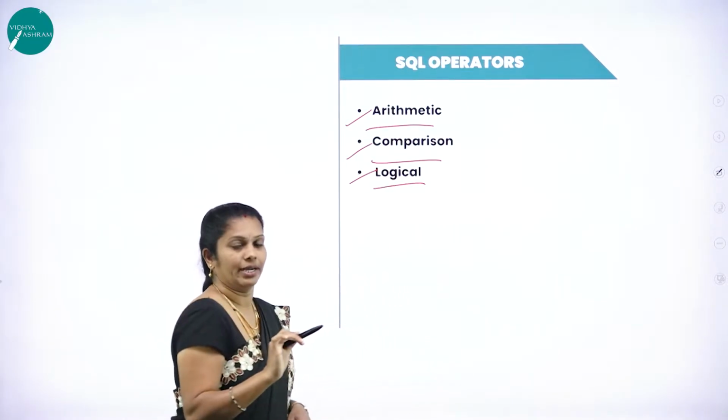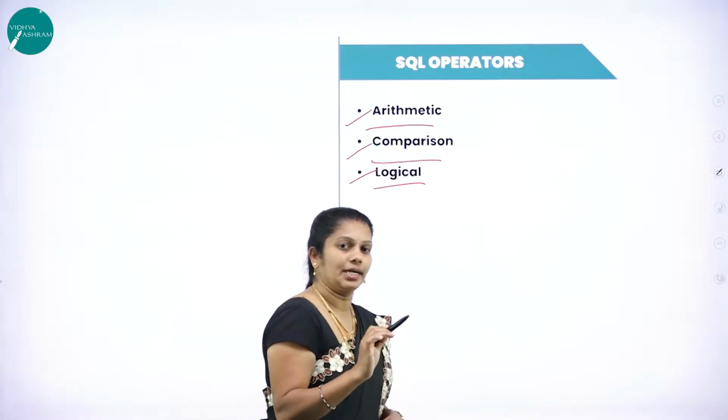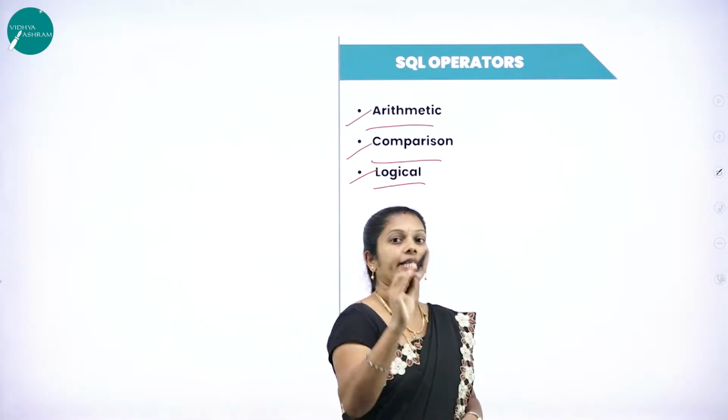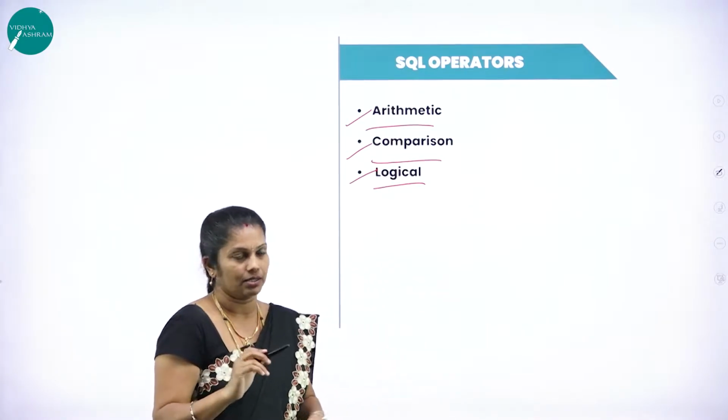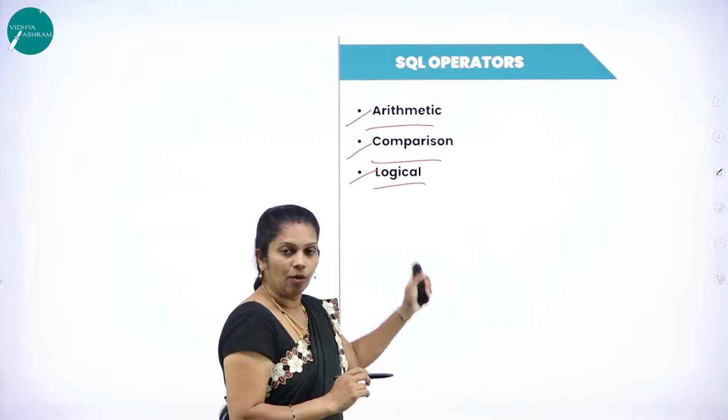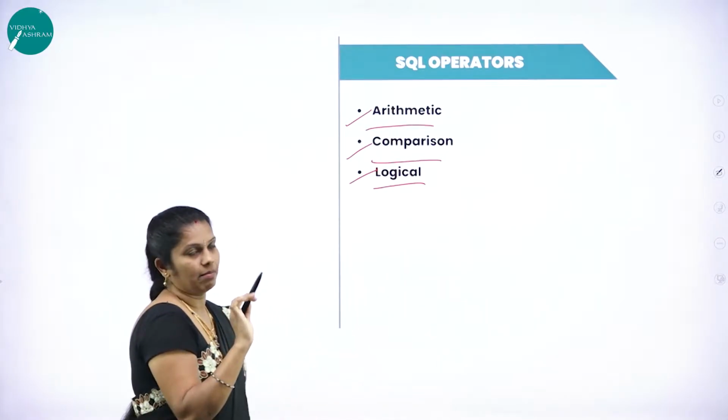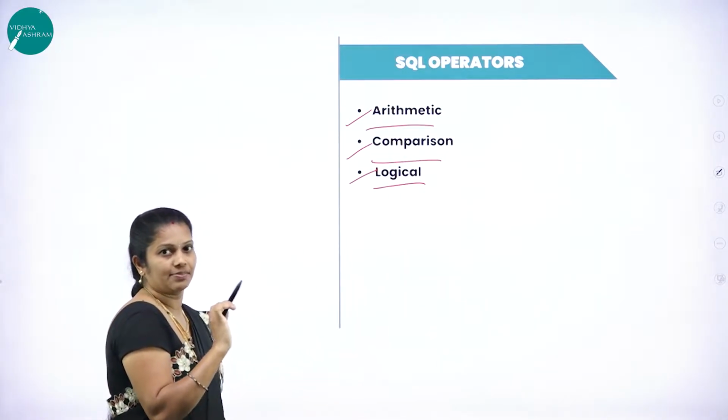This is very important. Whereas in the previous class, you studied DDL commands for 5 marks, DML commands for 5 marks, as well as features of SQL, which are also 5 marks. Whereas here, all the operators you may get for 5 marks: arithmetic, comparison as well as logical.